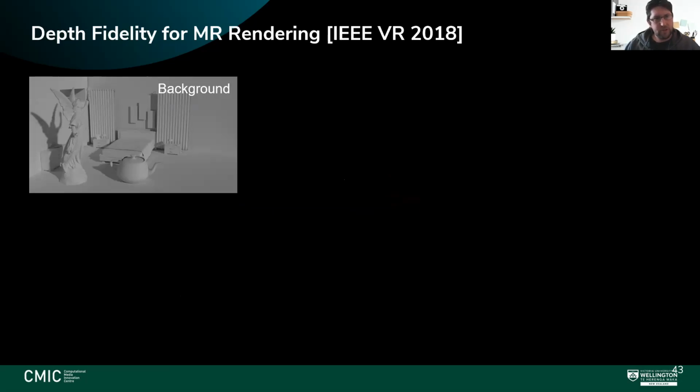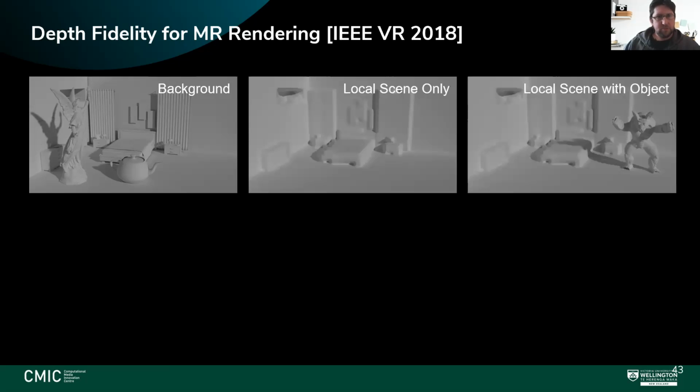For the geometry, we did some work on looking at depth fidelity for mixed reality rendering. This was looking at how good the depth map needs to be when you're compositing a virtual object into the scene. So we had this background photograph here. Imagine that's a background photograph in grayscale. And then you've got the depth representation of the scene, and it's a bit coarse.